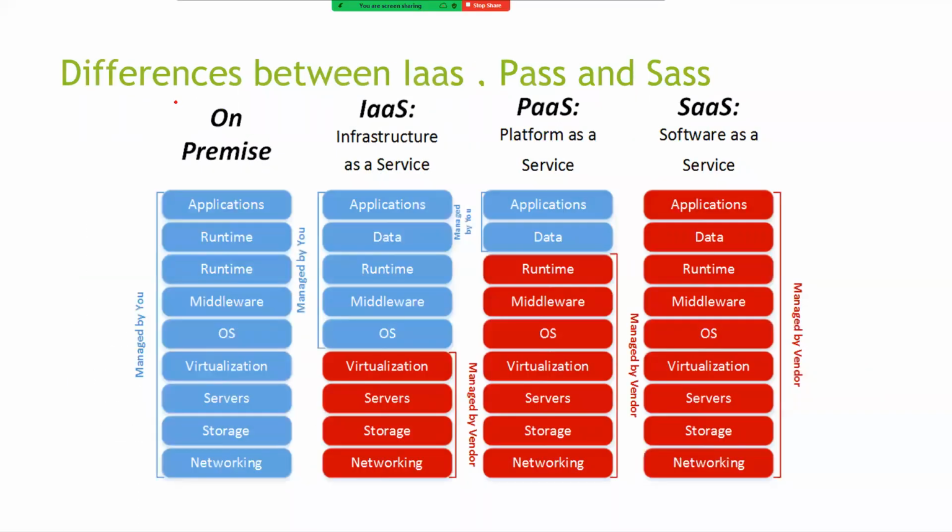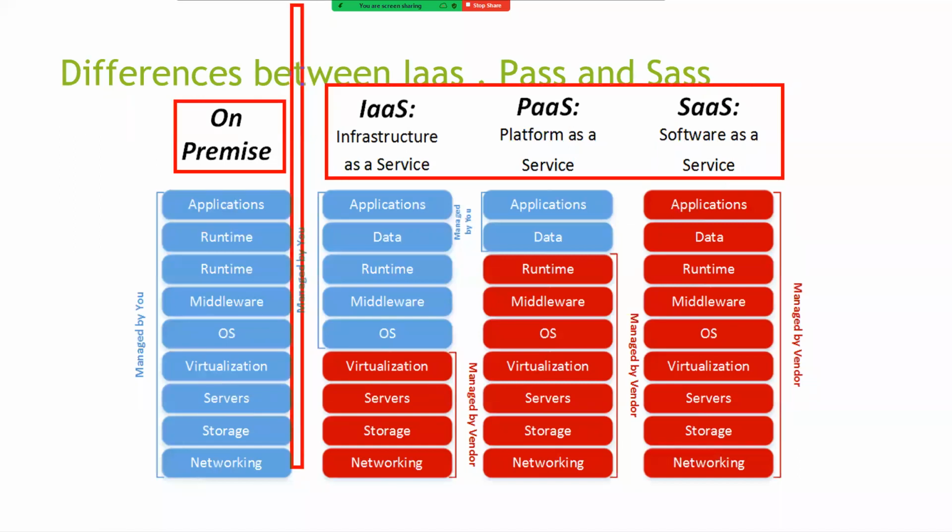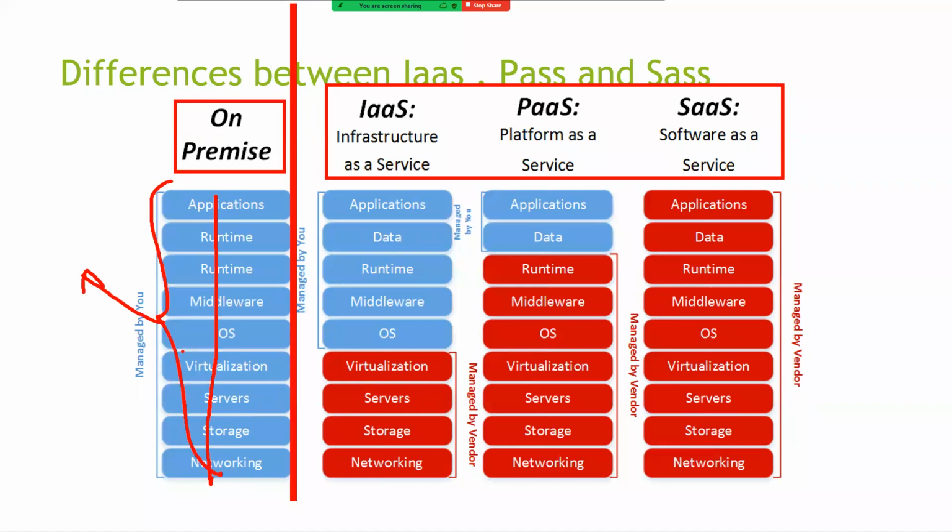Next, this one slide is enough. What is the difference between on-premises and cloud? In on-premises, have a look. Whatever you would like to build, applications, runtime, middleware, operating systems, everything to perform, what do you require? Any idea?